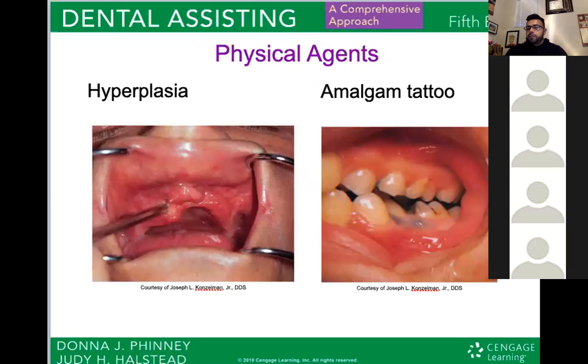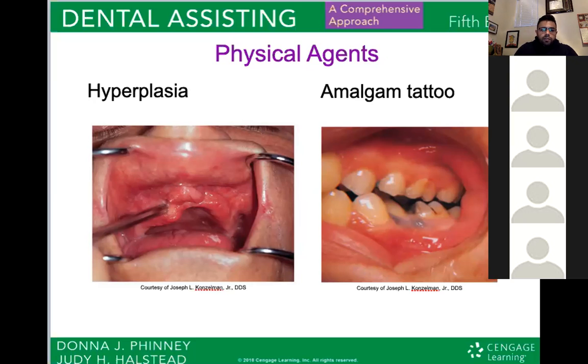And then we have some physical agents, or things that physically cause trauma to the mouth. So dental irritation can cause something called hyperplasia. An ill-fitting denture can cause small ulcers after continued irritation. And after that, they become folds of excess tissue. And you can see here, these little folds of excess tissue are called hyperplasia.